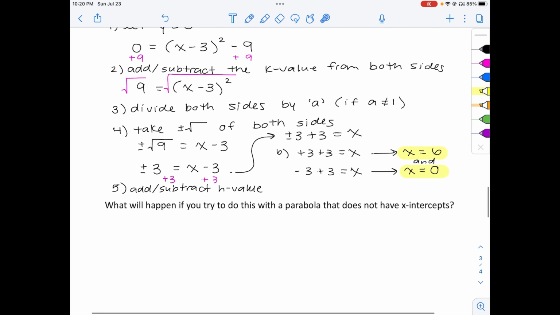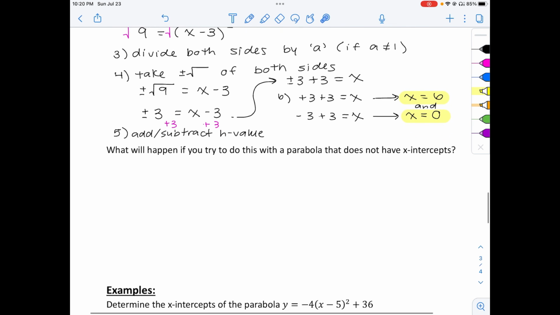What will happen if you try and do this and there are no x-intercepts is similar to what happens with the quadratic formula. You will get a negative under the square root.